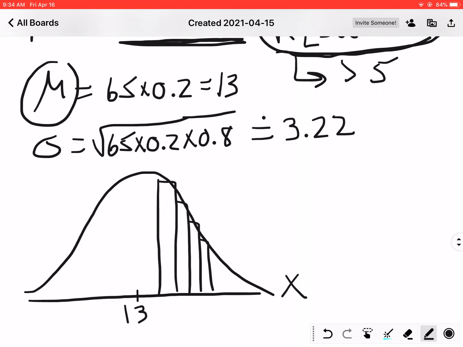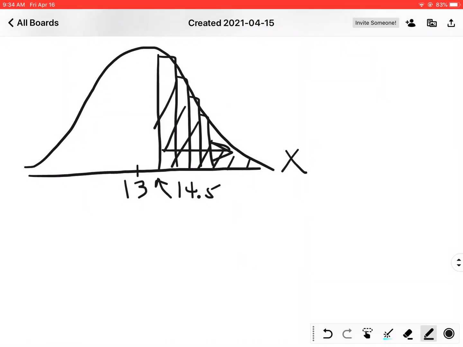If this is the 15 bar right there, then the left side of it starts at 14.5, because it's that bar and anything to the right. In other words, this is the area we're looking for. So that's one of the keys: for greater than or equal to 15, we have to start at the left-hand side of that bar.